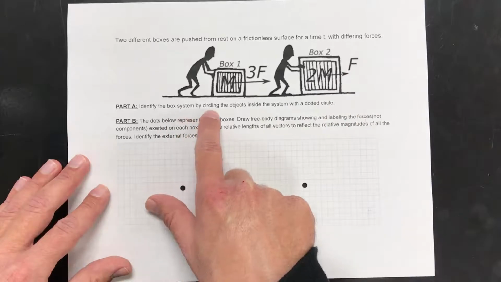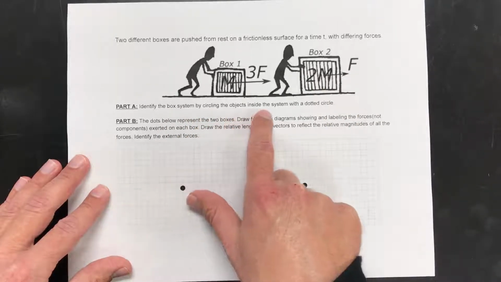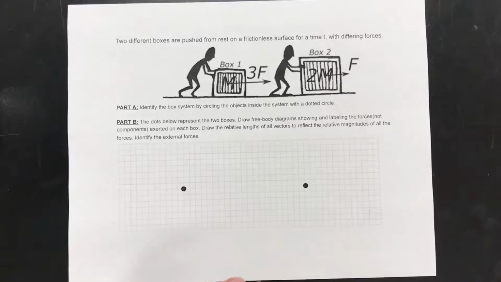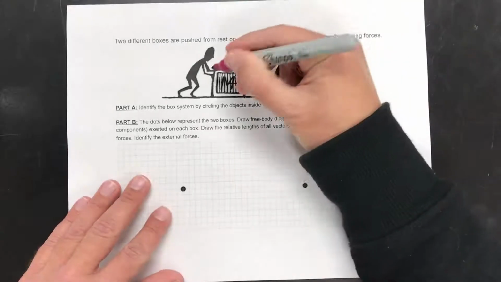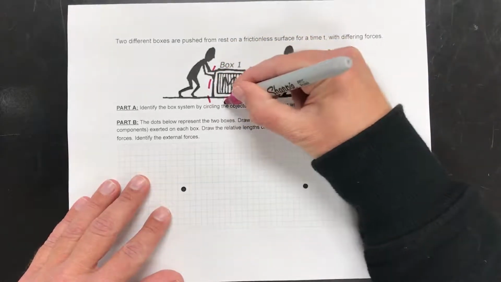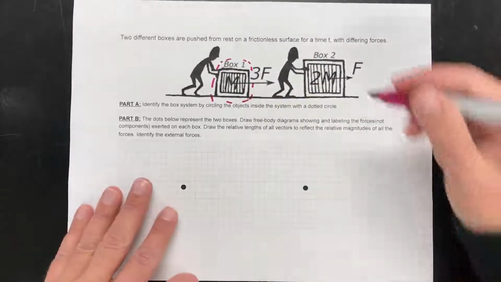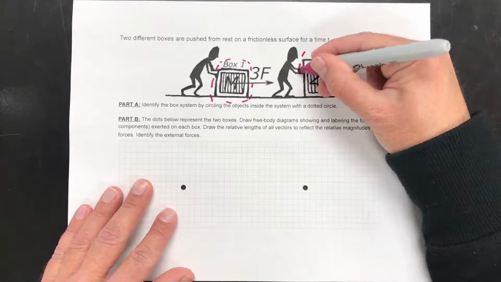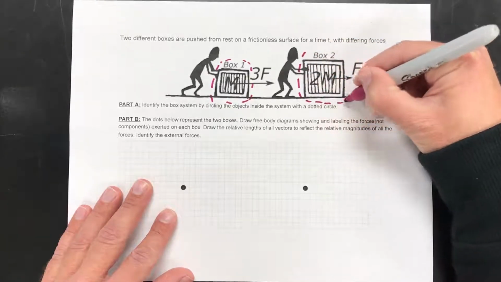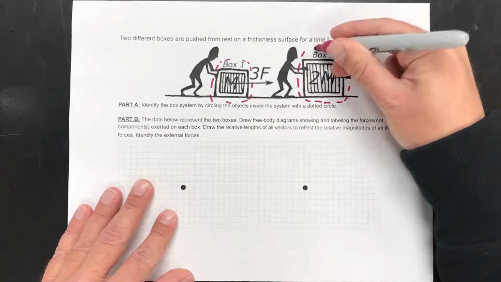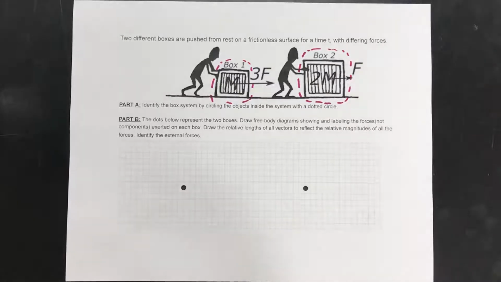Identify the box system by circling the objects inside the system with a dotted line. All right, so this one right here is just the box. That's the only thing in the system there. And for this other system, it's a separate system. It's also just the box. So two separate systems, each of them just consisting of our box.